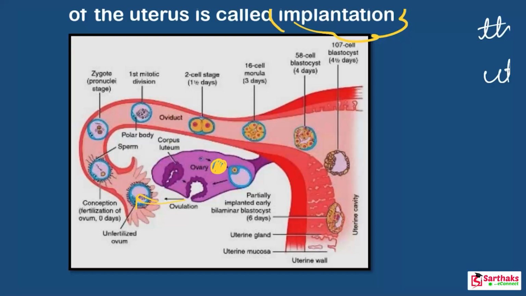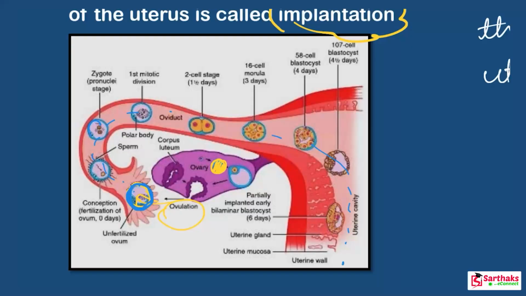And what is the release of ova called? The releasing of ova from the ovary is known as ovulation. Got it? Now this ovum comes here and stays here for some time, for 24 hours, waiting for the sperms. Now the penis ejaculates and puts its sperms here, and then the sperms come toward the fallopian tube, toward the unfertilized ovum, and then the ovum gets fertilized.